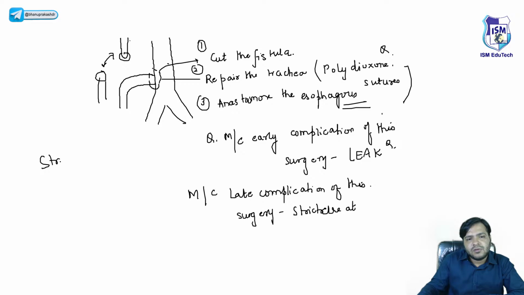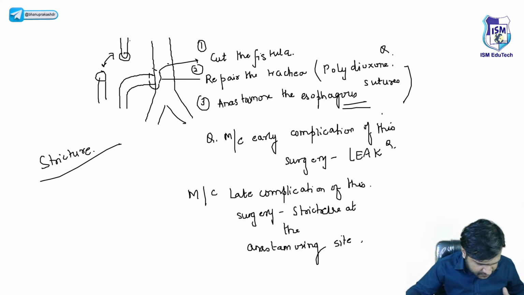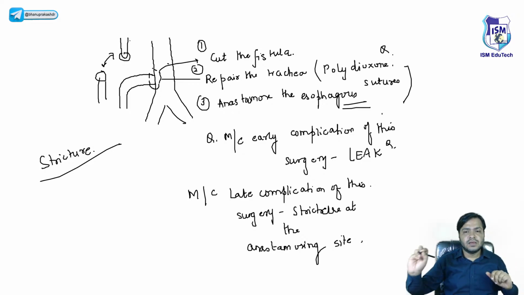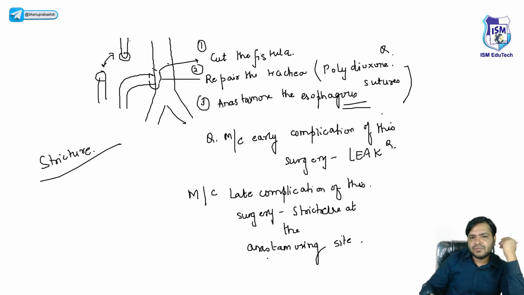चलो फटाफट से बताओ स्ट्रिक्चर का मतलब क्या होता है? Stricture at the anastomosing site. So early complication is leak, later on it will develop strictures. Constrictions. Okay.